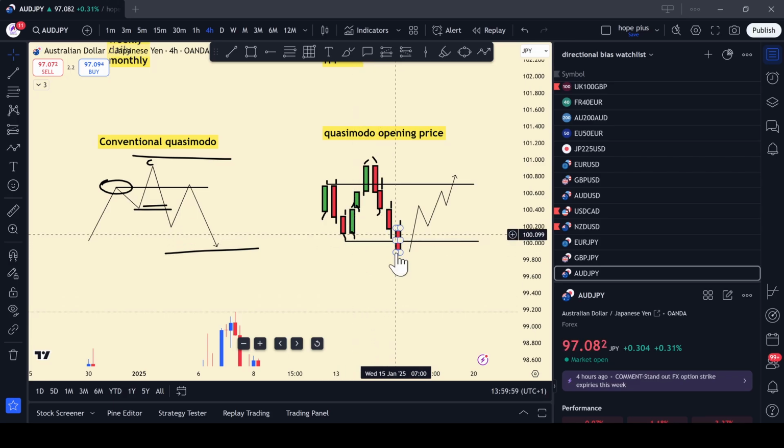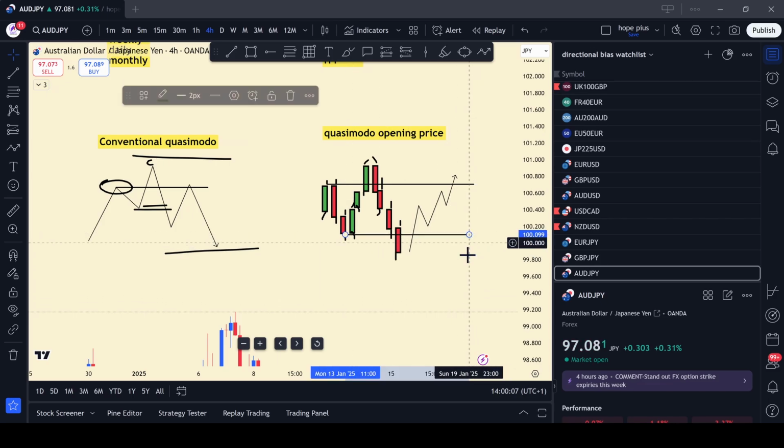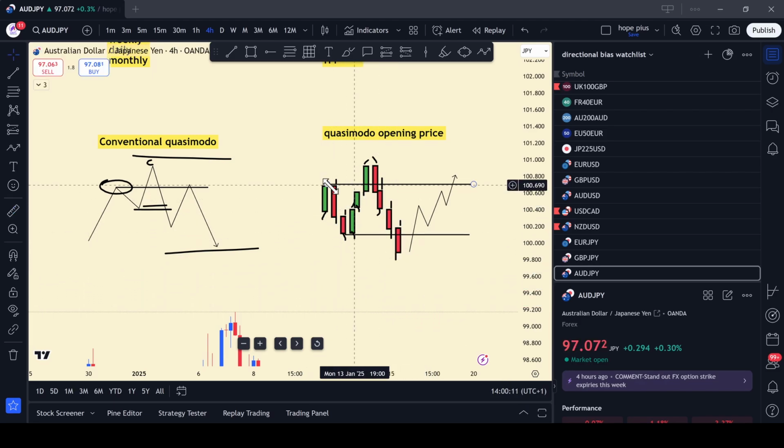So when price closes below the wick is not what I'm looking for. I want the moment price closes below this reversal opening price, this bullish Harami candle. The moment price closes below that, I have my Quasimodo line ready.